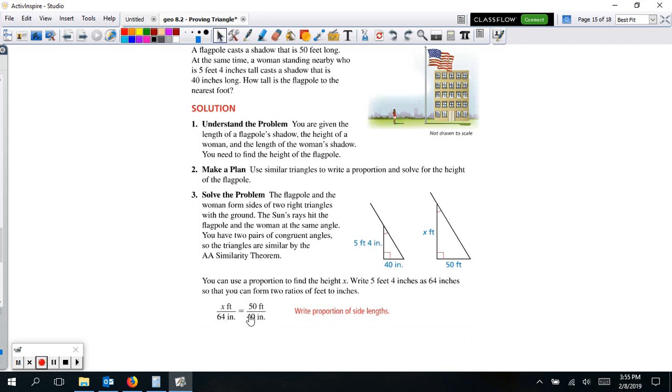So we just solve the proportion, okay, cross multiply here, so you can see 40x and then 3,200. Divide by 40. That means x is 80, so that would give us 80 feet then for the flagpole. So the flagpole is 80 feet.